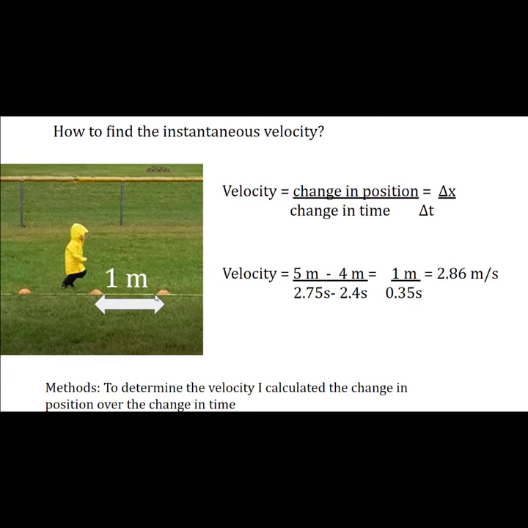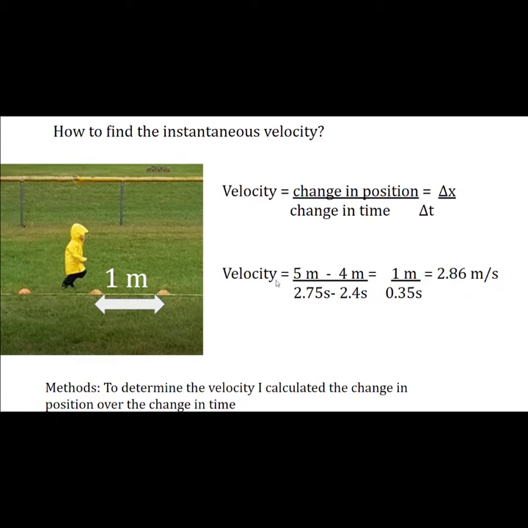So to figure that out, I know that, say, between this is the 4th meter and this is the 5th meter of her run, a change is always the final minus the initial. So it is 5 meters minus 4 meters over the change in time, which is 2.75 seconds, I timed out, minus 2.4 seconds. So it's 1 meter over 0.35 seconds. That gives me 2.86 meters per second.